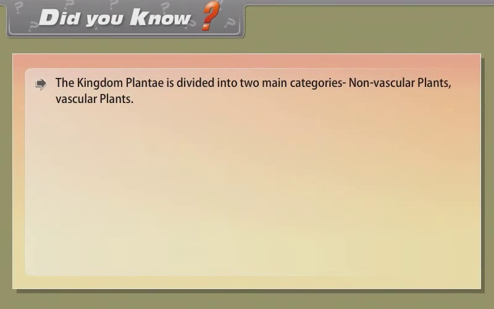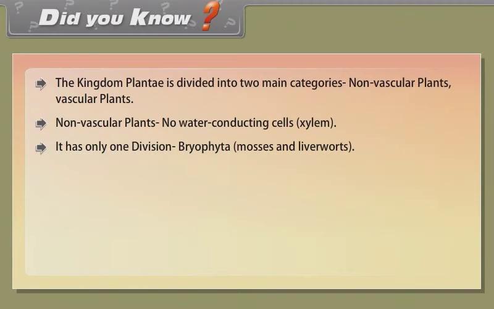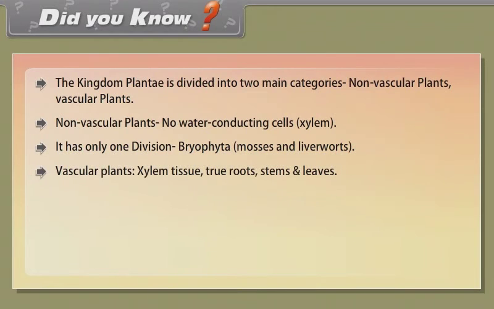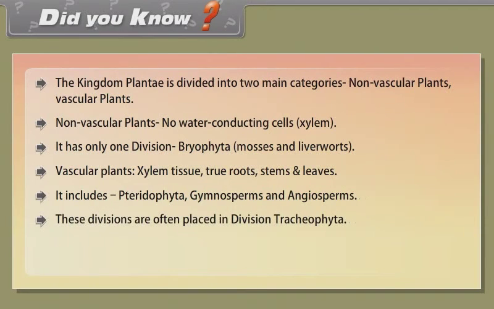Did you know? The kingdom Plantae is divided into two main categories: non-vascular plants and vascular plants. Non-vascular plants have no water-conducting cells, xylem. It has only one division, bryophyta, mosses and liverworts. Vascular plants have xylem tissue, true roots, stems and leaves. It includes pteridophyta, gymnosperms and angiosperms. These divisions are often placed in division Tracheophyta.